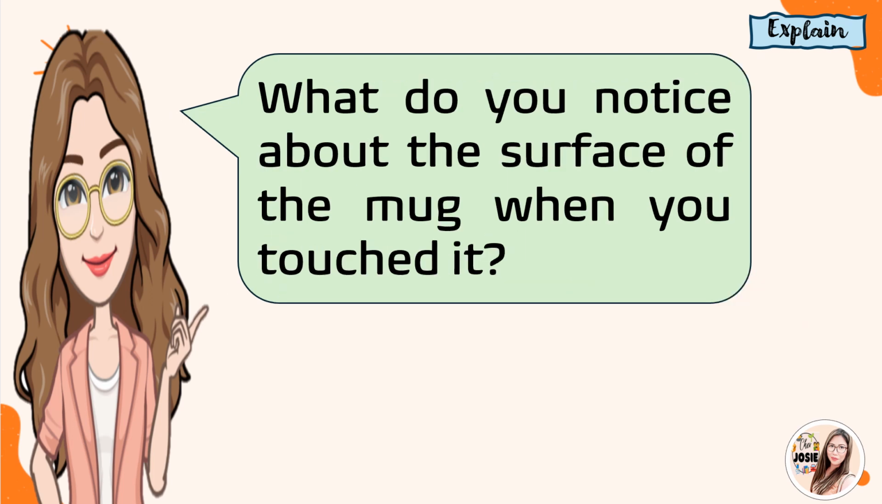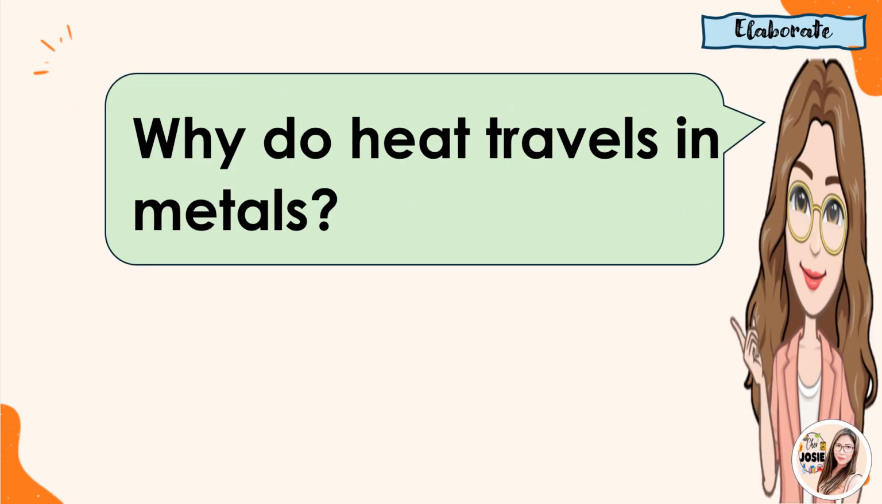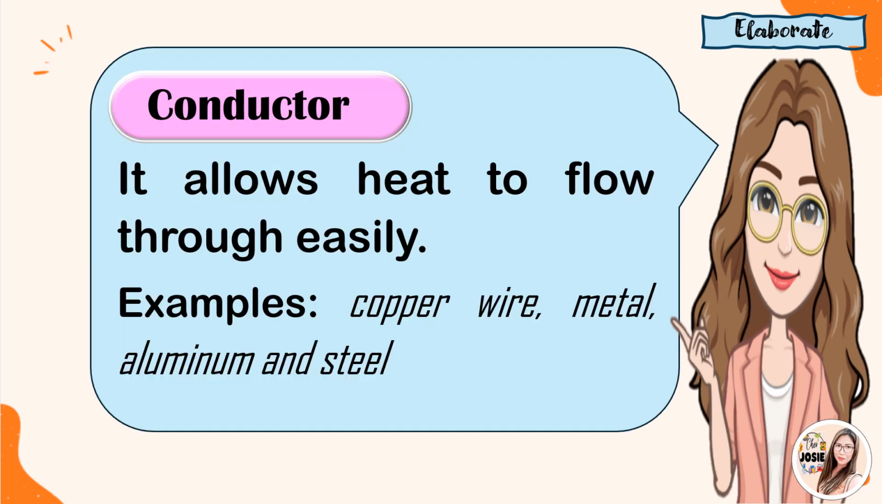What do you notice about the surface of the mug when you touch it? You're right. It became hot. Why does heat travel in metals? Very good, because it is a good conductor. When you say conductor, it allows heat to flow through easily, just like copper wire, metal, aluminum, and steel.